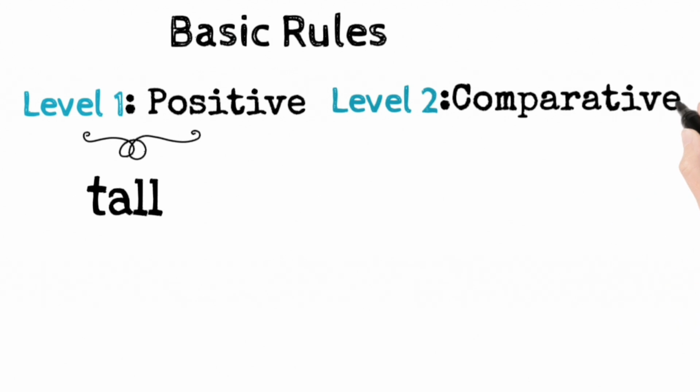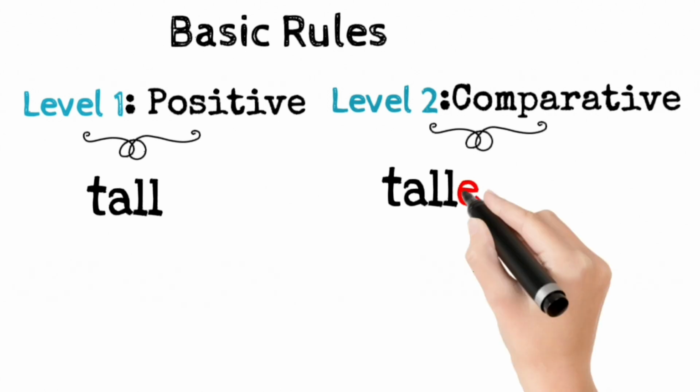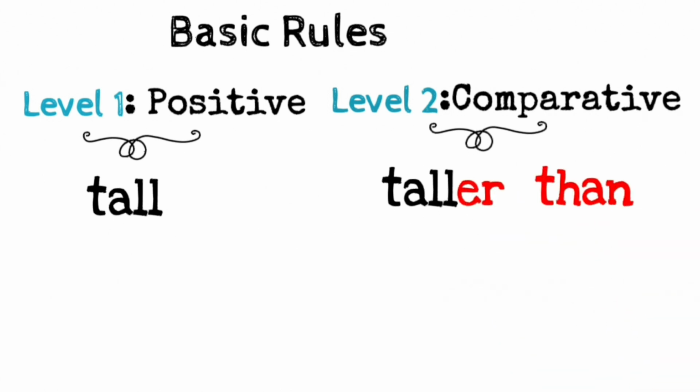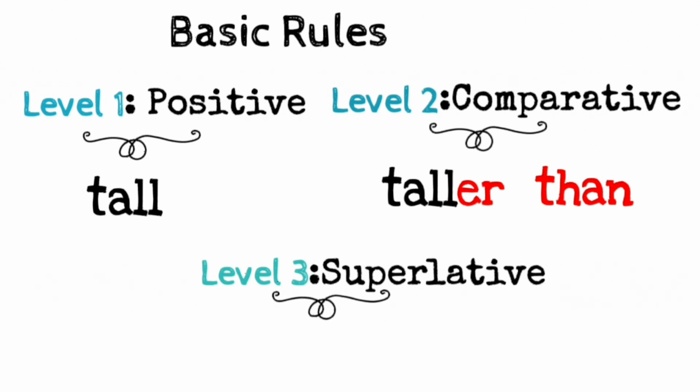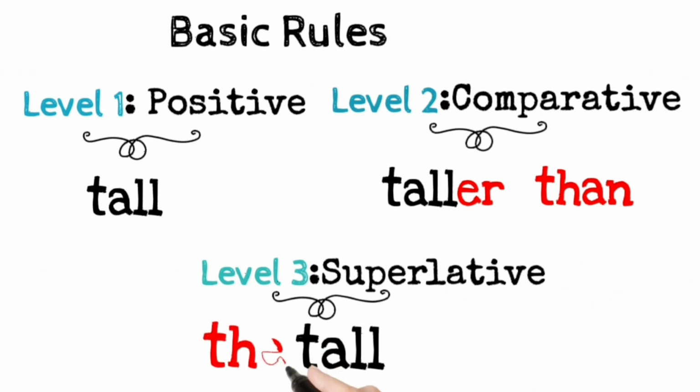Next, level 2, comparative adjective. I believe you still remember how to form a comparative adjective, right? That's right. Just add er and then, so it becomes taller than. Level 3, superlative adjective. To form a superlative adjective, we have to add the in front of the adjective and then add est behind it, so it becomes the tallest.